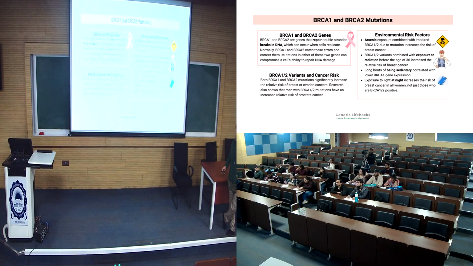Okay, so there is really an environmental risk also with impaired BRCA1, BRCA2. Why environmental risk? Because environmental factors can break your DNA, right? If you're exposed to wrong things, chemicals, or extremely bright sunlight for very long. These all lead to DNA damage. If BRCA1, BRCA2 are absent, that is a very serious thing. Okay. And even long bouts of being sedentary correlate with lower BRCA1 gene expression.